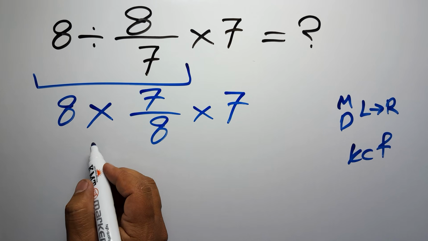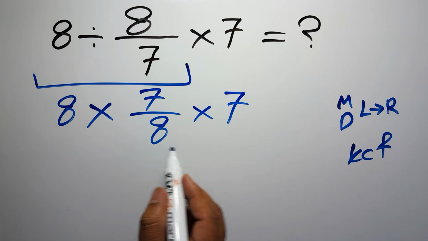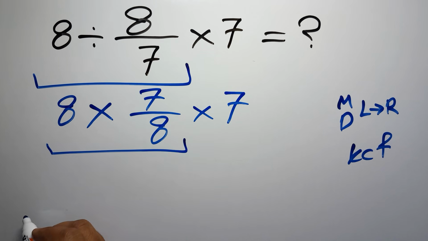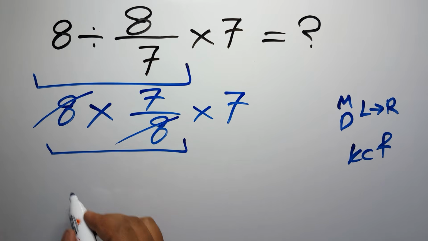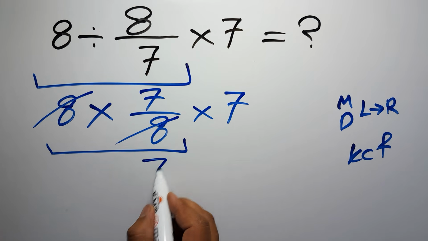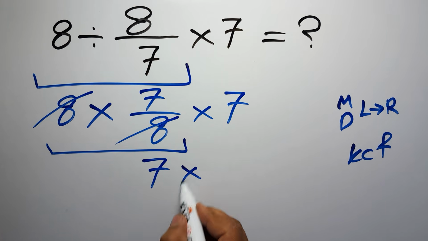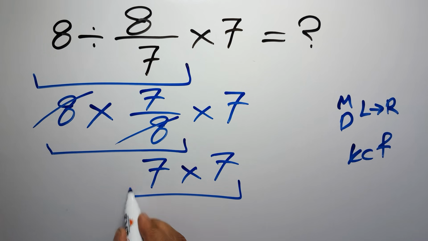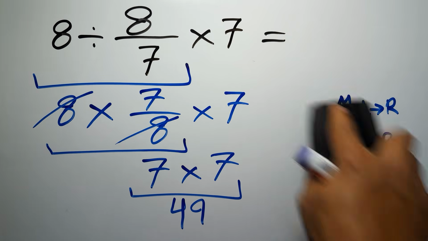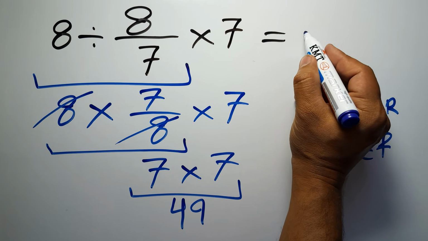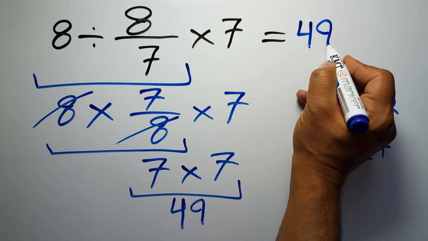Now we do this multiplication, 8 times 7 over 8. We can easily cancel this 8 and this 8, so here we have just 7. So 7 times 7 gives us 49. And this is our final answer to this problem. The correct answer is 49.